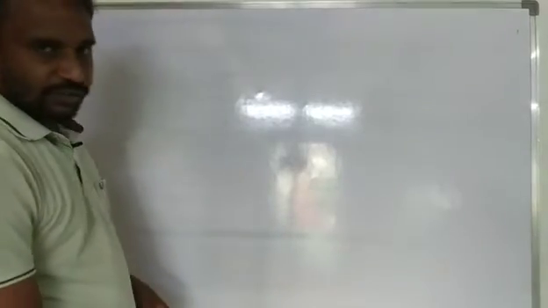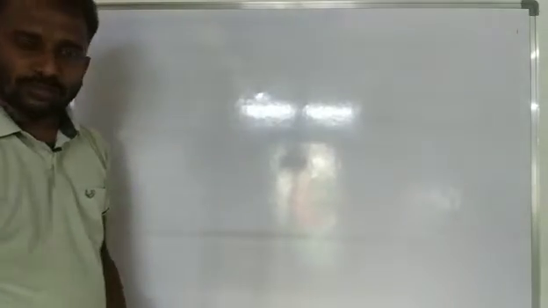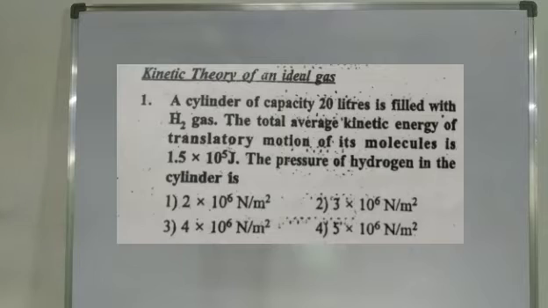Okay, our first problem: a cylinder of capacity 20 liters is filled with H2 gas. The total average kinetic energy of translatory motion of its molecules is 1.5 into 10 power 5 joules. The pressure of the hydrogen in the cylinder is?